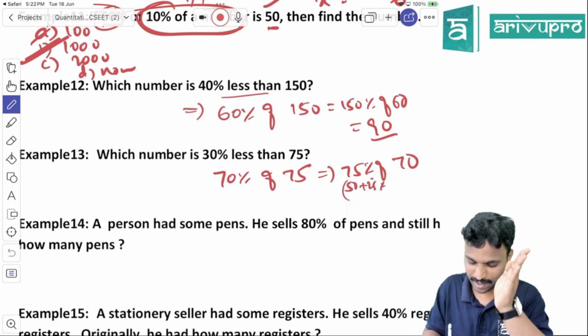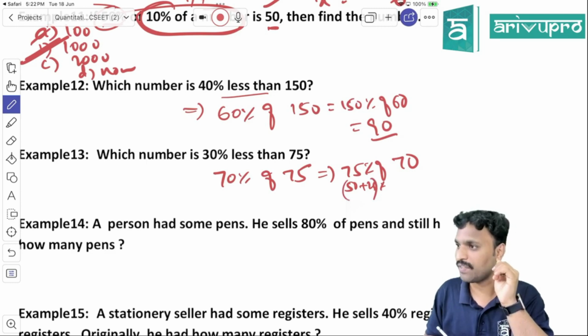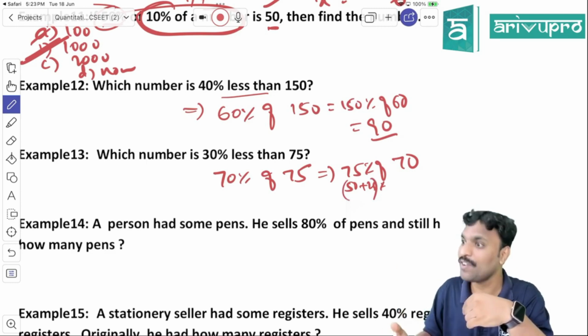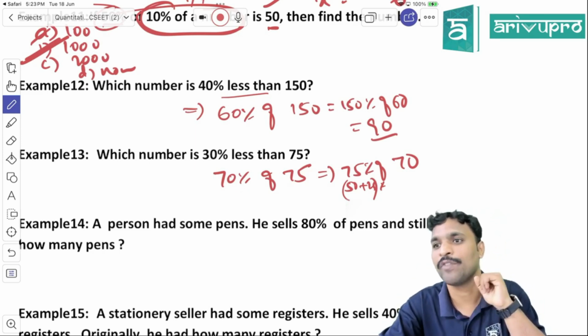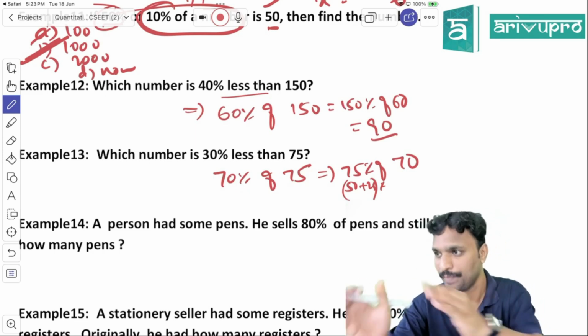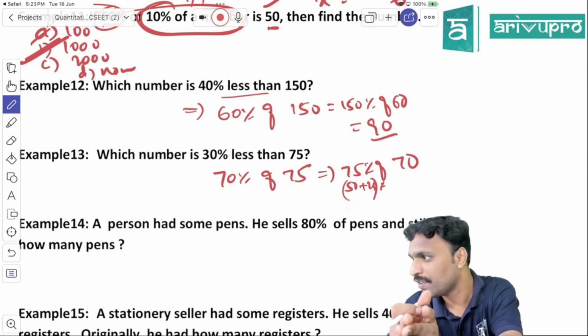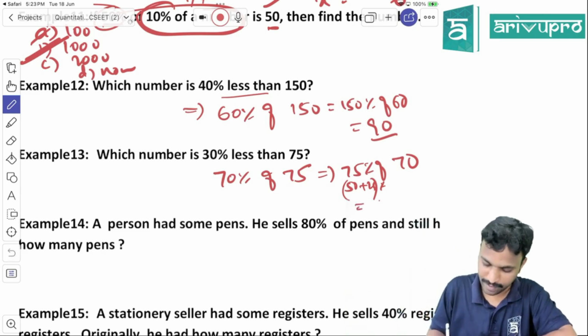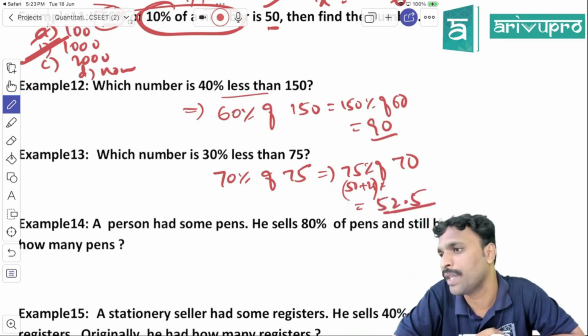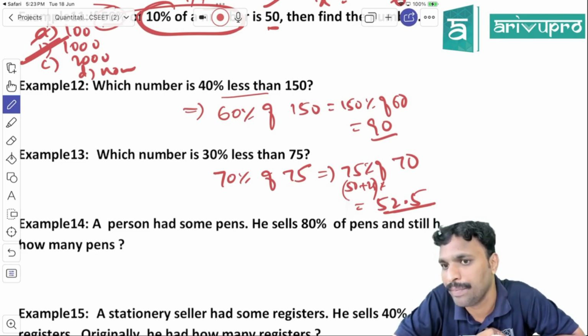See, 75% can be realized as 50 plus 25. Correct? 50% of 70 is 35. 25% is half of 35, which is 17.5. 35 plus 17.5: 35 plus 15 is 50. How much is remaining from 17.5? 2.5. So it is 52.5. Clear?